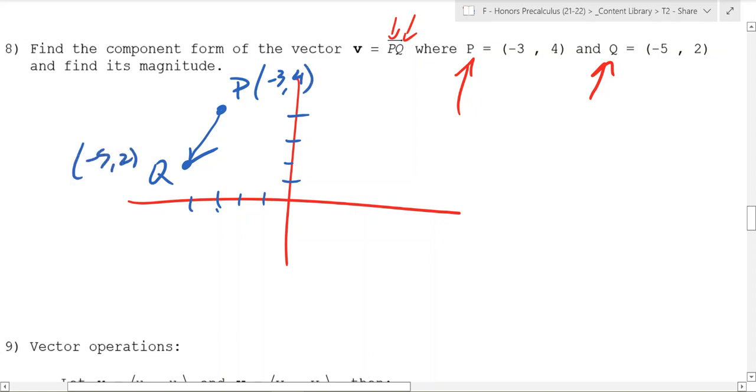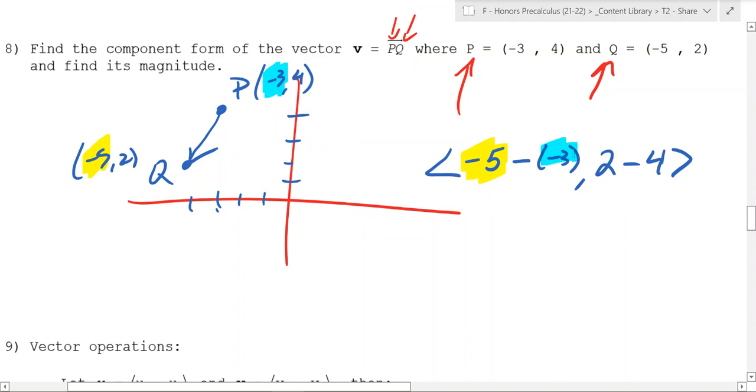So to get the component form, you would do where you're ending up, x value -5, and you would subtract -3, comma, 2 minus 4. So remember, it's the ending x value. So the ending x value was there. So that's where that -5 is. And then you have the -3 here, and you're subtracting in both cases. Remember, you subtract. It's the distance between. So you end up with this vector v being -2 comma -2.